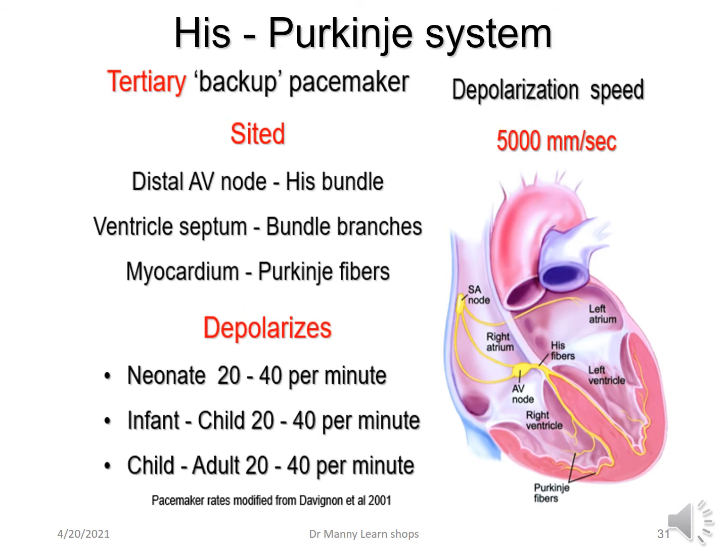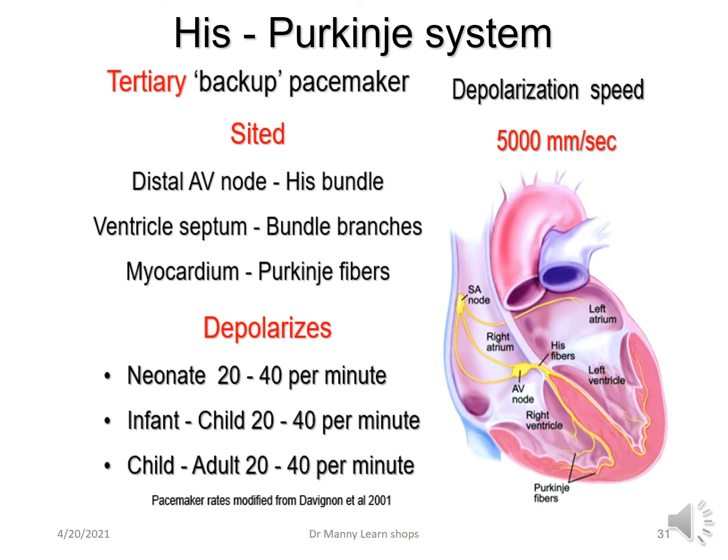Then you've got the His-Purkinje system. And the His-Purkinje system, I've labelled the third or tertiary backup pacemaker. It isn't really. However, sometimes it will work if the SA node and the AV node have failed for whatever the reason, but it's not guaranteed.